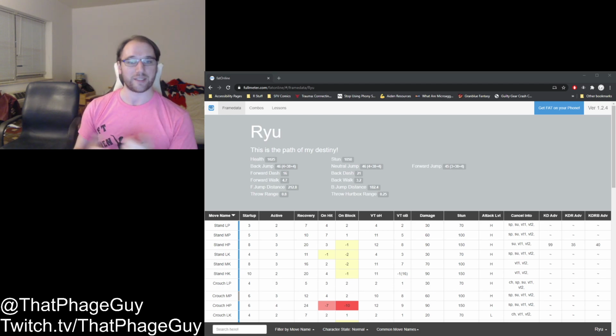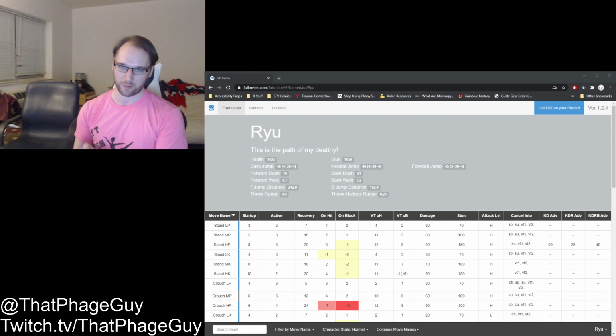Frame data is data that provides quantified frame counts, each frame being equal to a 60th of a second, for different portions of a given in-game action, and frequently covers the properties of that action and common situations resulting from the use of that action. Get into more of that in a minute.